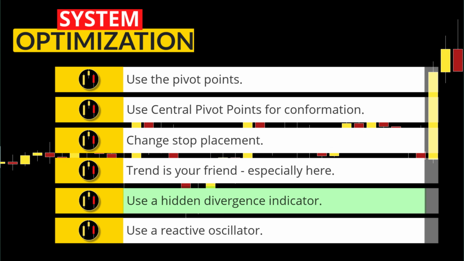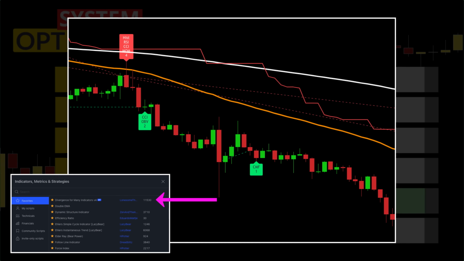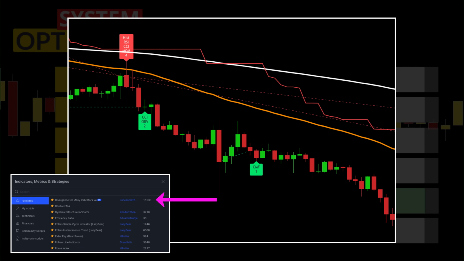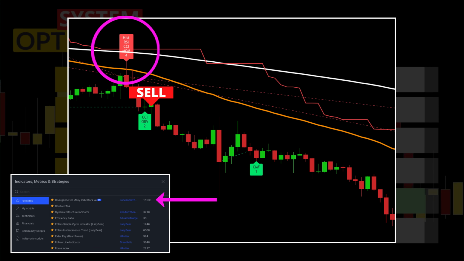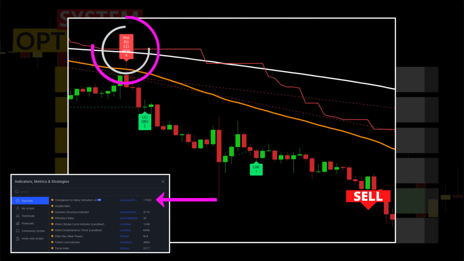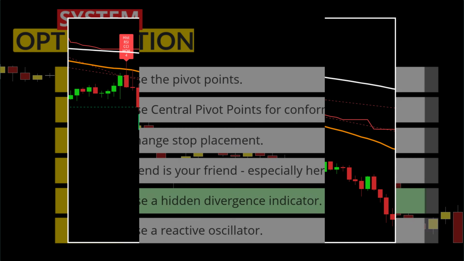Fifth, the creator of the pivot supertrend indicator, Lonesome the Blue, also has another indicator called divergence for many indicators. You can enable the hidden divergence option, which can give you really good confirmation signals.